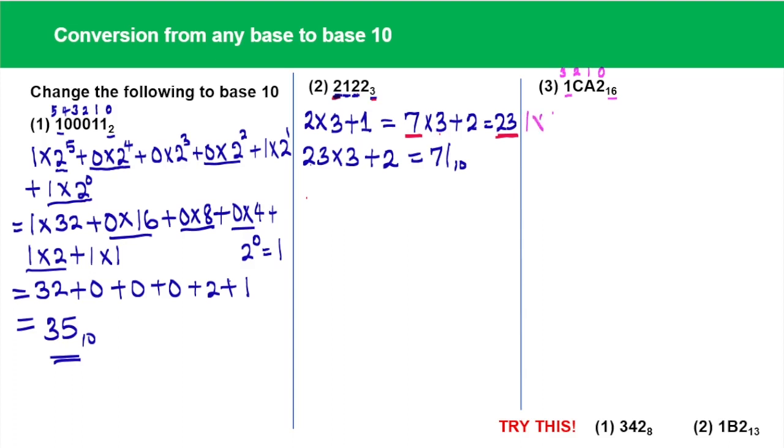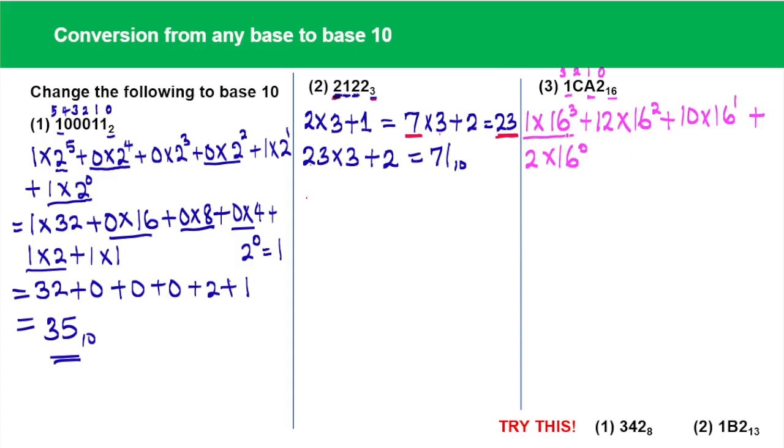So this will be 1 times 16 to the power of 3 plus C. Remember, letter C is 12. In hexadecimal number base system, letter C is 12. So 12 times 16 raised to the power assigned to the C. 12 times 16 to the power of 2 plus letter A, which is 10. That's 10 times 16 to the power of 1 plus the last digit, which is 2 times 16 to the power of 0. Now we go ahead and simplify.